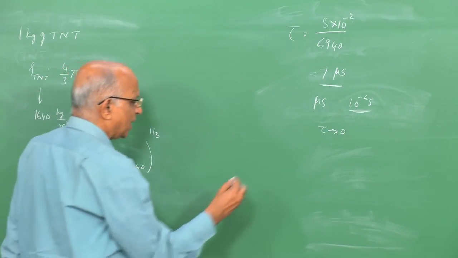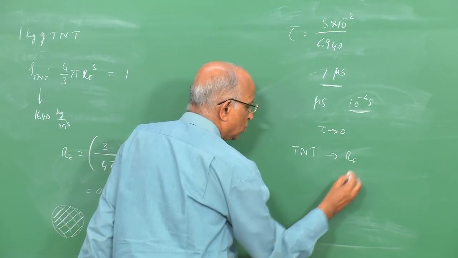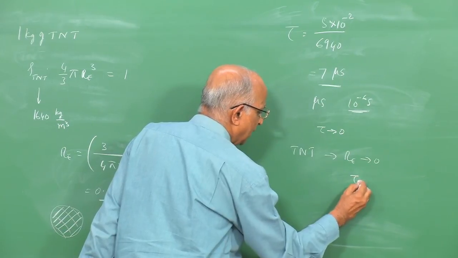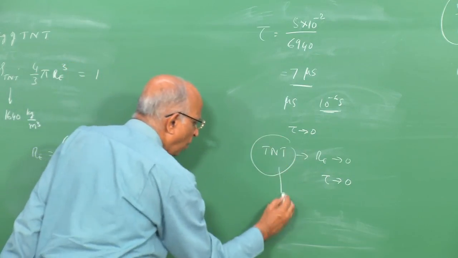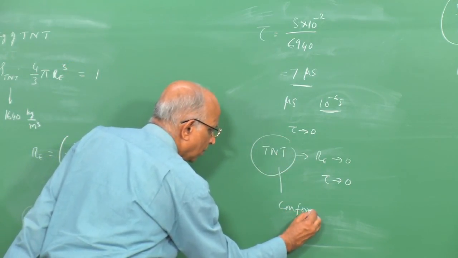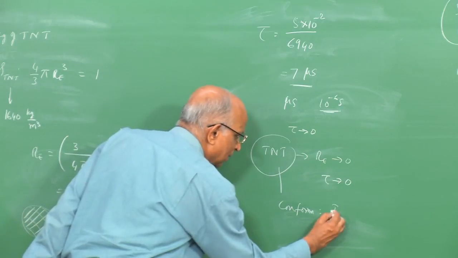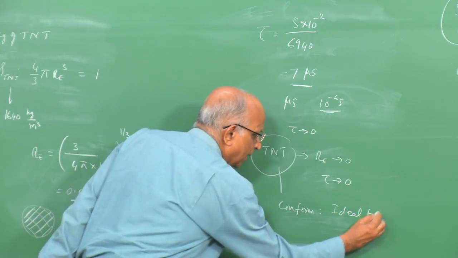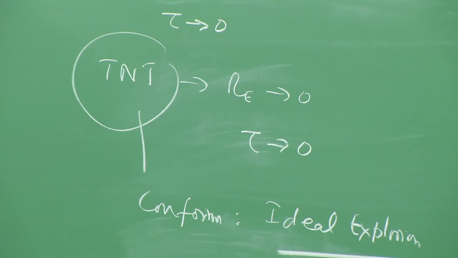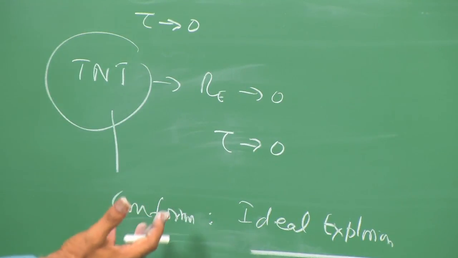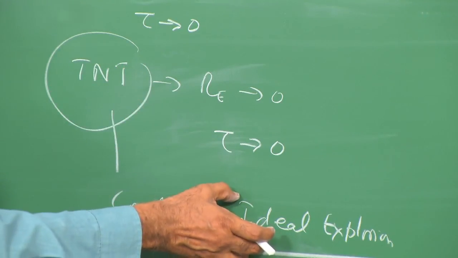Therefore, when we consider the specific case of TNT, the source radius tends to 0 and the time over which energy is released tends to 0. TNT seems to conform to the case of a point explosion taking place spontaneously, or rather it corresponds to an ideal explosion. And since we know how to deal with an ideal explosion, namely we derived the equations and saw on the chart how the impulse behaves with Rs by R naught, we say TNT is something like an ideal explosion.